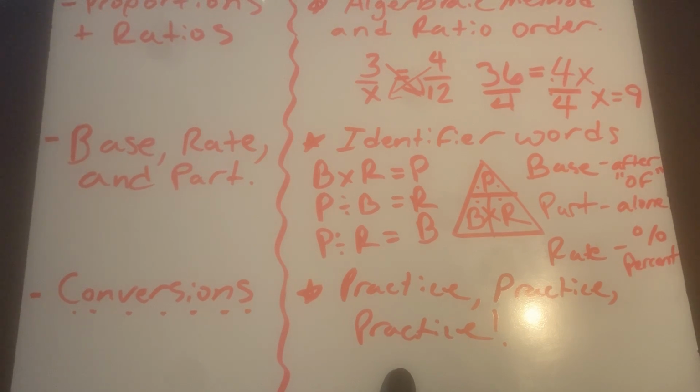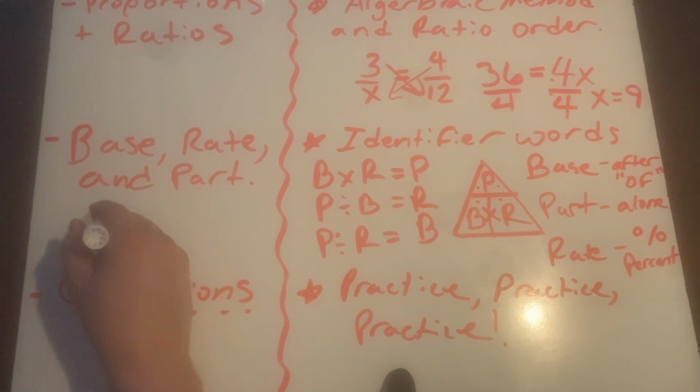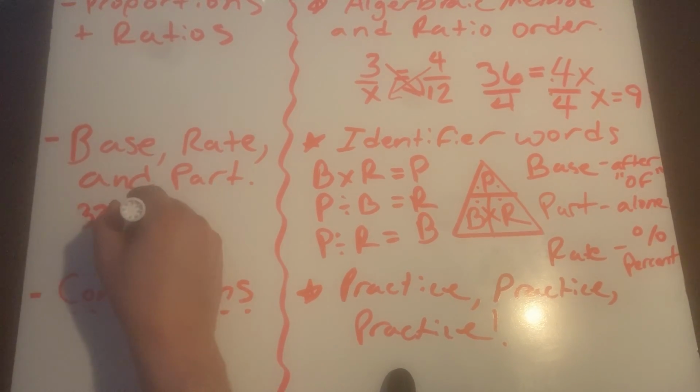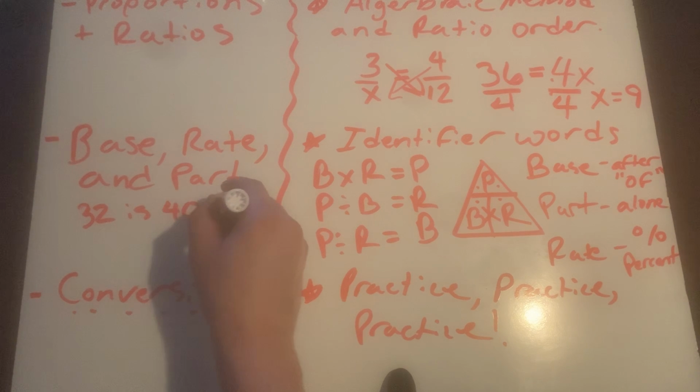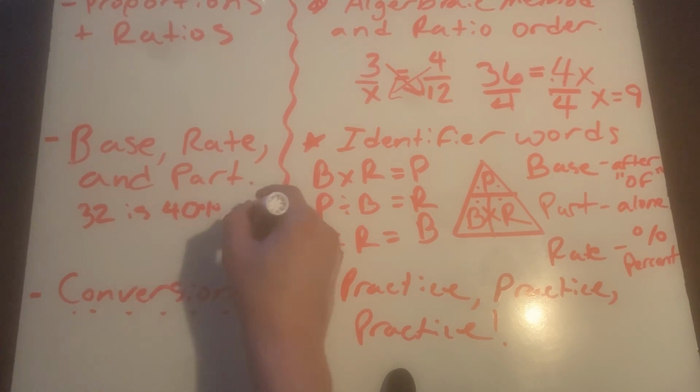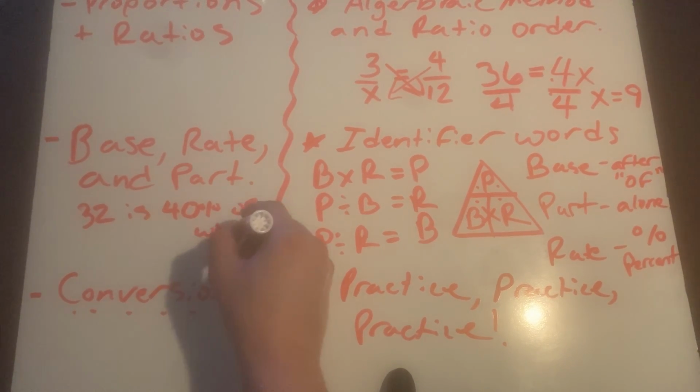Again, I know this is getting repetitive, but I do have a video on this that shows you how to do the equations and identify what they are. And I'm gonna actually go ahead and show you right now. I'll do it on the left side. I'm just gonna give you an example problem and just show you how you would go about identifying these things, okay? So let's say they have a problem that says 32 is 40% of what?